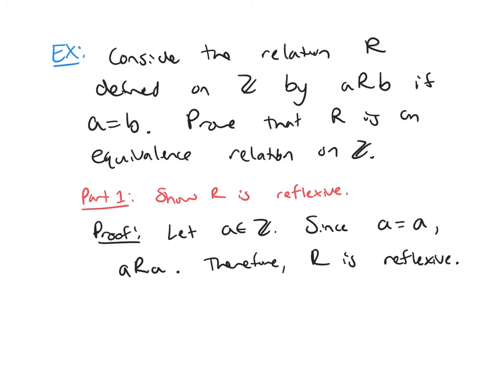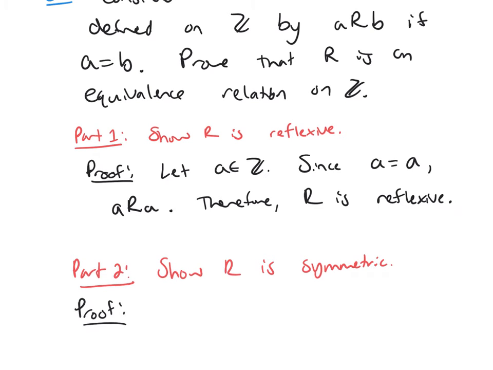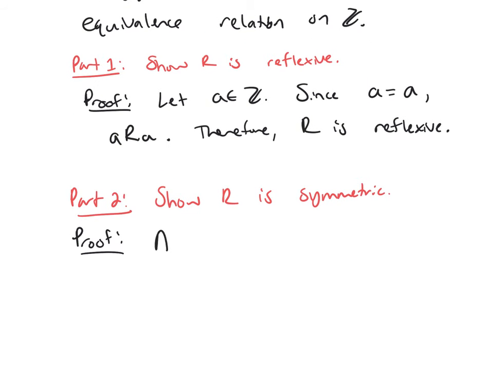All right, and then part 2 of the proof. Now, when you're writing these proofs, you don't need to write these parts in red. I'm just doing it so we can see how to write this proof, but you need to show R is symmetric. So how would the proof work to show that R is symmetric? You're going to assume that A is related to B.